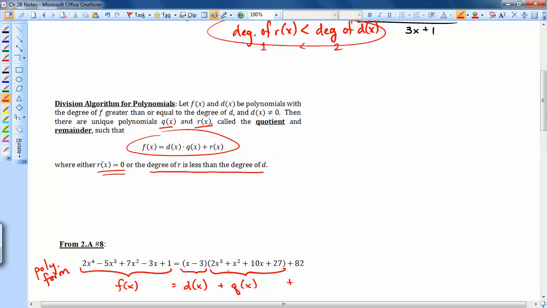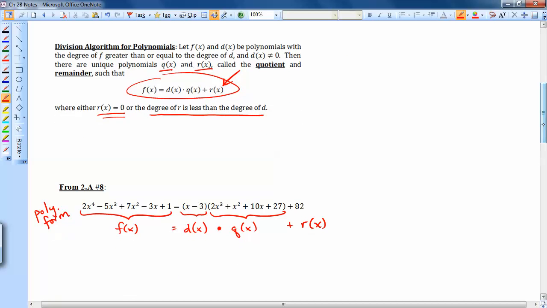Whoops, that's not a plus. This one's a times. And then plus the remainder, right? Let me write r. Now, normally I'd write r of x because that's what it says up here. But r of x is a constant. If you look at the divisor, that's got degree 1. So that means that r of x either doesn't exist, but it does here because it's 82.